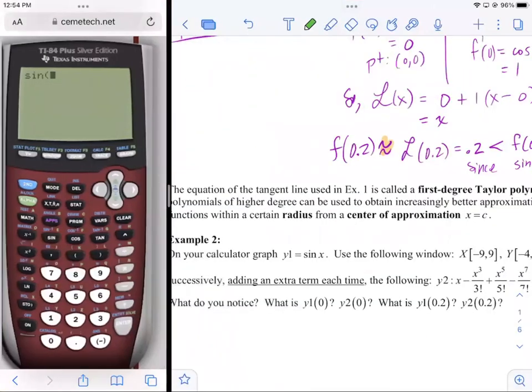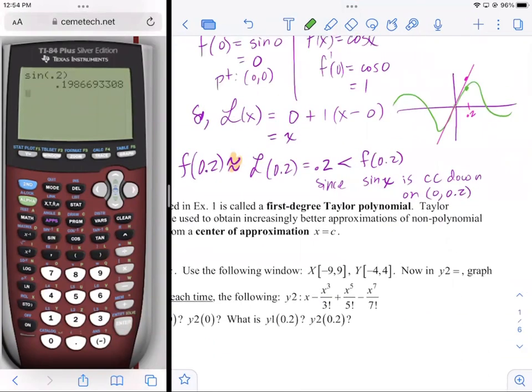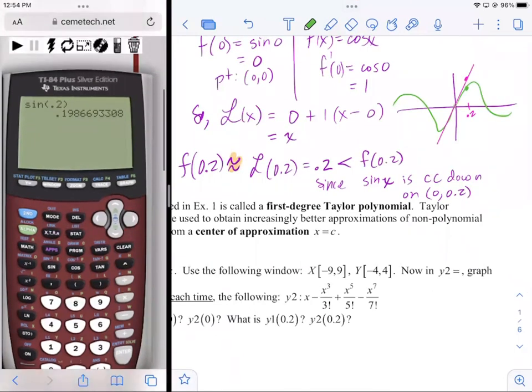All right, so I'm in radian mode, sine of 0.2. Look, it's 0.198. Is 0.198 less than 0.2? Yeah, it's not bad. It's smaller. So that's a decent approximation.